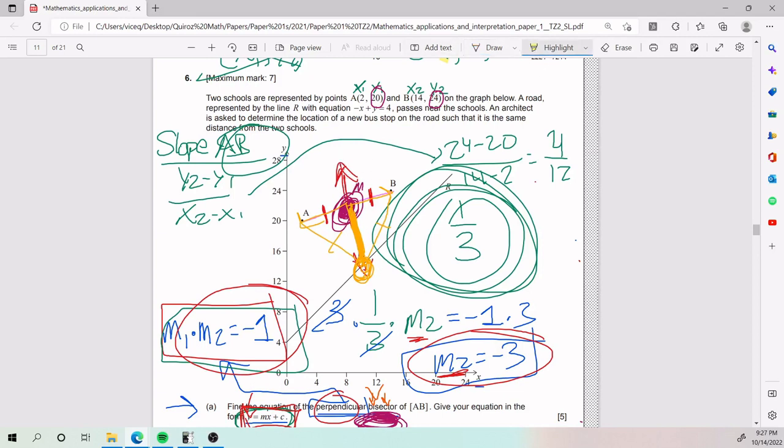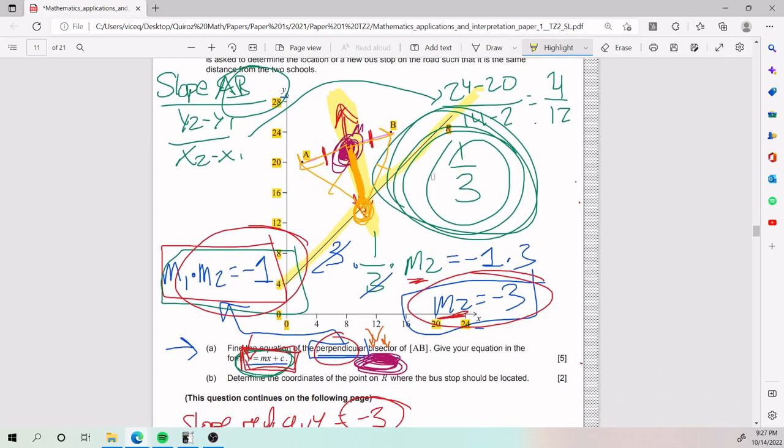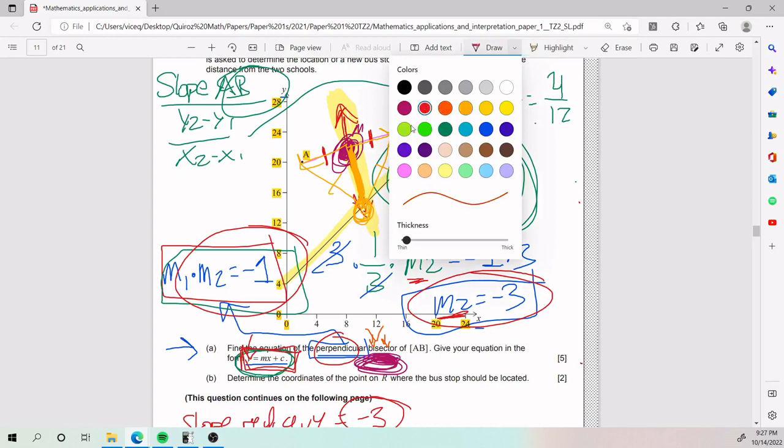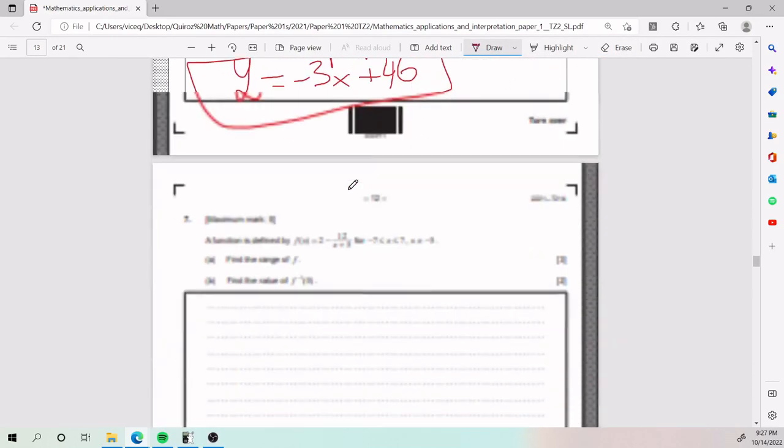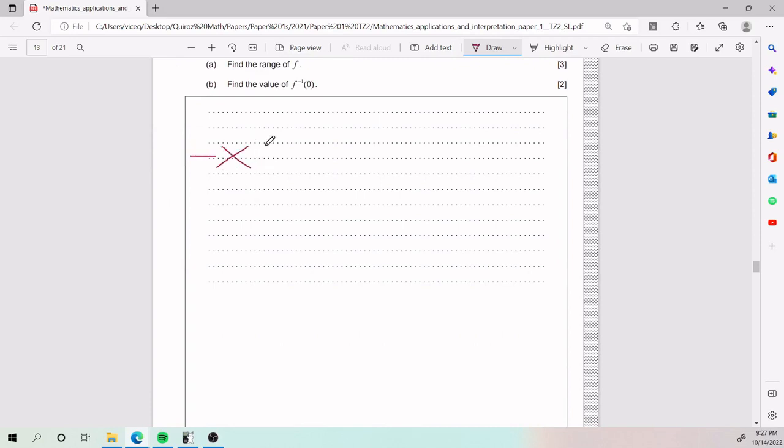See? So wherever my perpendicular bisector touches my line R is where the bus stop should be created, is what I'm trying to say. See? So that is why we did part A in the first place. So where do these lines meet is what I'm asking for. Where do they intersect? There's a couple ways to do this, but the first thing is identifying, okay, my first line has this form here. ¿Cierto? So my first line, I'll just do it down here, is negative x plus y equals 4.